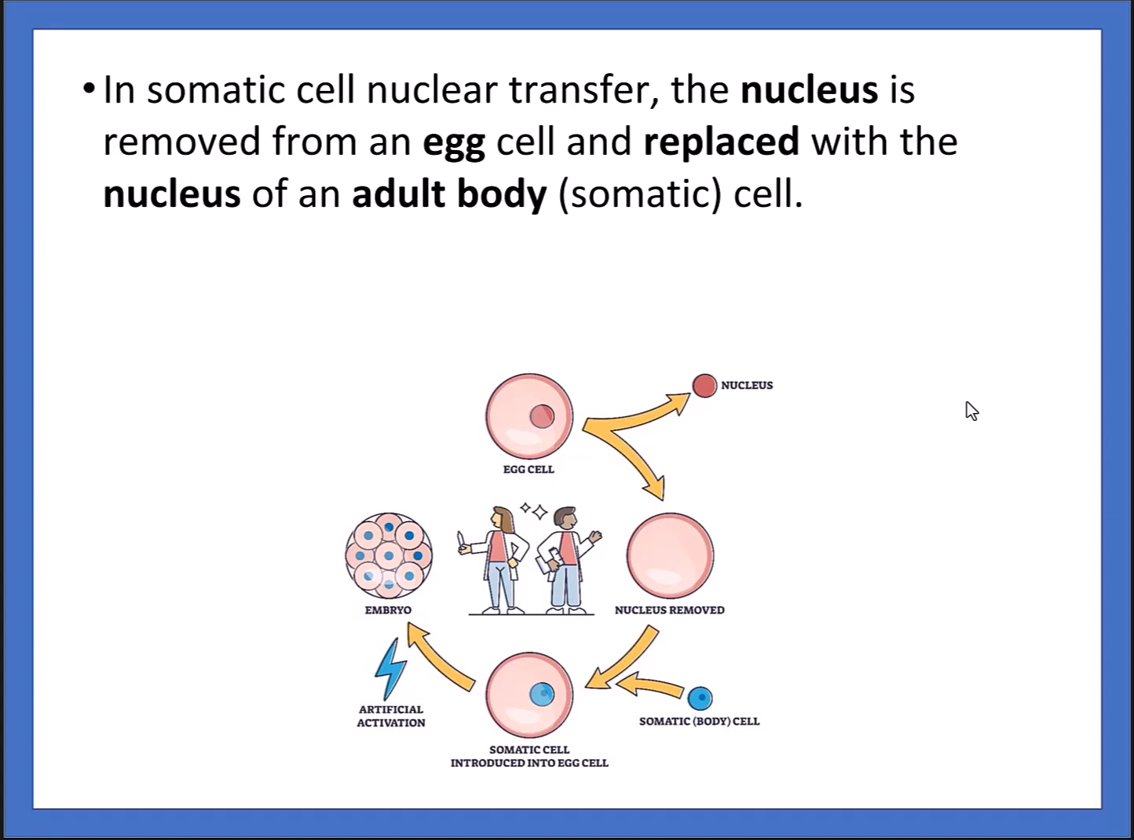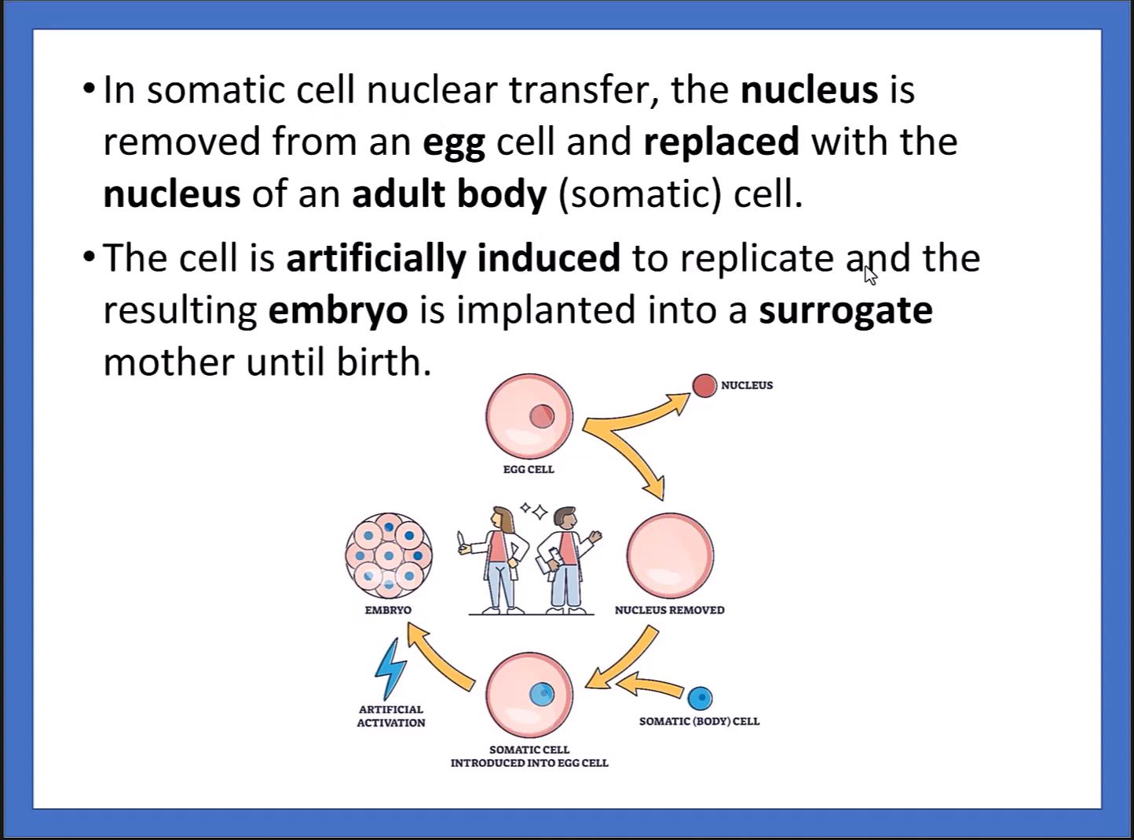In somatic cell nuclear transfer, the nucleus is removed from an egg cell and replaced with the nucleus of an adult body or somatic cell. So this is exactly what the name sounds like: the nucleus is being transferred, and a somatic cell nucleus is being inserted instead. The cell is then artificially induced to replicate, and the resulting embryo is implanted into a surrogate mother until birth. So let's take a look at this.